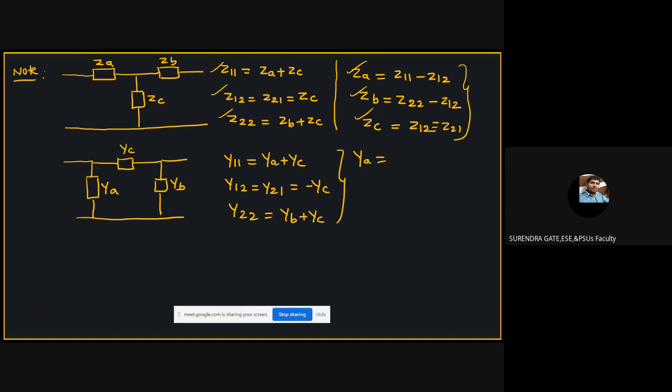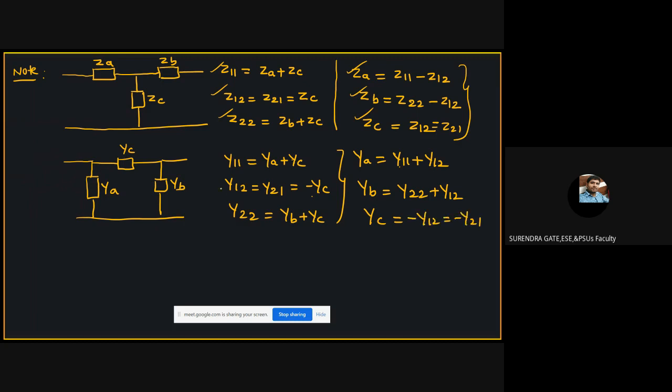But by knowing Y11, Y12 and Y22, how to calculate YA, YB, YC? If you want YA, from YA plus YC, you can subtract YC. But actually this is minus YC, so we can directly add. Minus YC plus YC cancel, that is Y11 plus Y12 or Y21. We can do Y11 plus Y12, we can get YA. You can check that one. How to get YB? YB equal to Y22 plus Y12 or Y21. How to get YC? YC equal to minus Y12 or minus Y21.